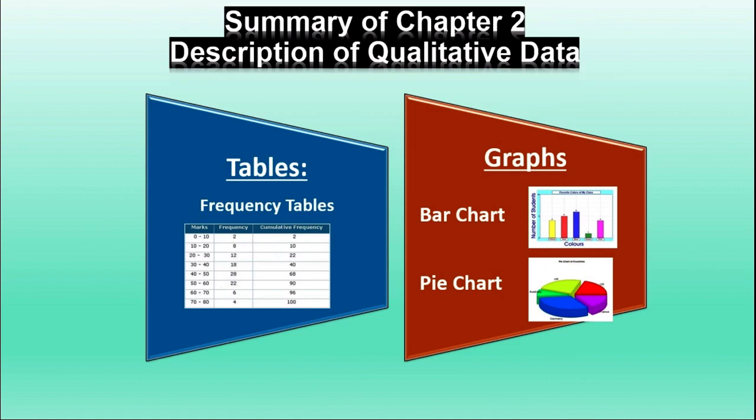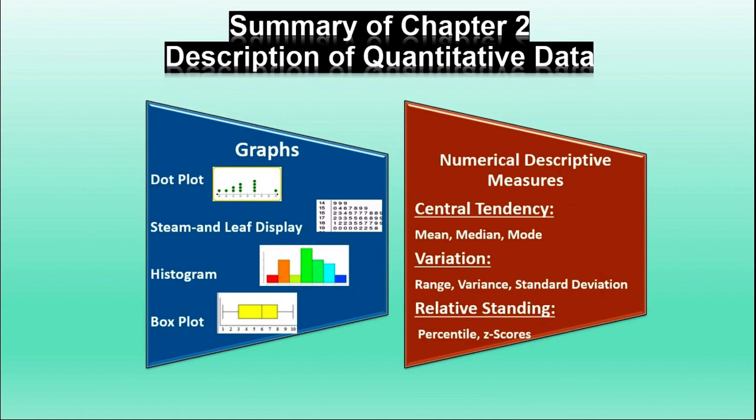Here is a summary of Chapter 2. In Chapter 2, we have learned how to use tables or graphs to describe qualitative data. Also, we can describe quantitative data by graphs or numerical measures. We have learned 4 graphs: dot plot, stem and leaf display, histogram, and box plot. For central tendency, we have learned mean, median, and mode. For variability, we have learned range, variance, and standard deviation. At the end, we learned percentile and how to detect outliers using the z-score. That's all for Chapter 2.